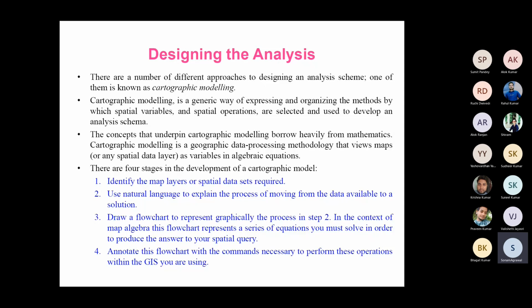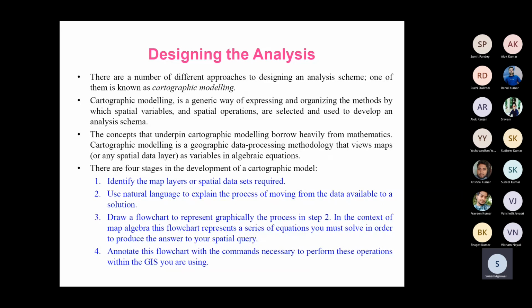So here also a flowchart is drawn to represent graphically the process described in step number 2. In the context of map algebra, this flowchart represents a series of equations you must solve in order to produce the answer to your spatial query. In different literature, you will find different steps. Some will show them in a flowchart, some will suggest you draw it in the form of equations. I will show you an example of this. And finally, annotate this flowchart with the commands necessary to perform these operations within the GIS you are using, like reselect, dissolve, buffer, all this.